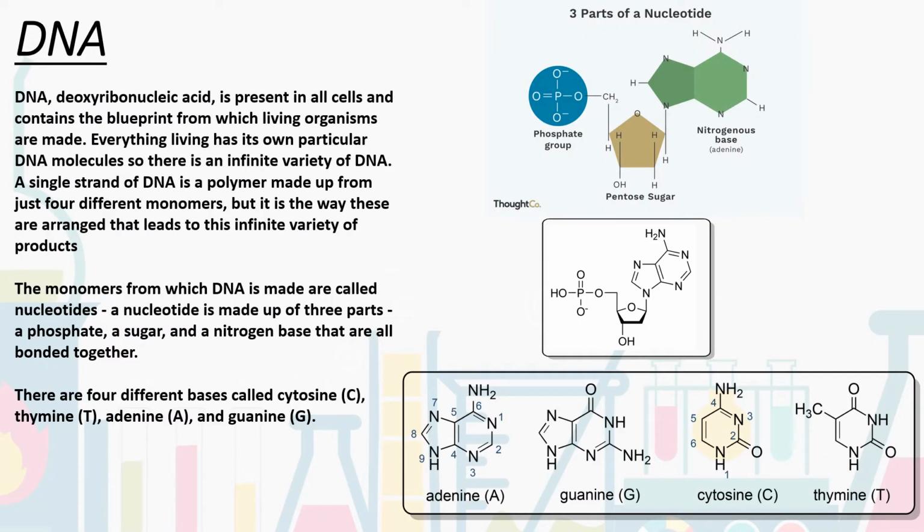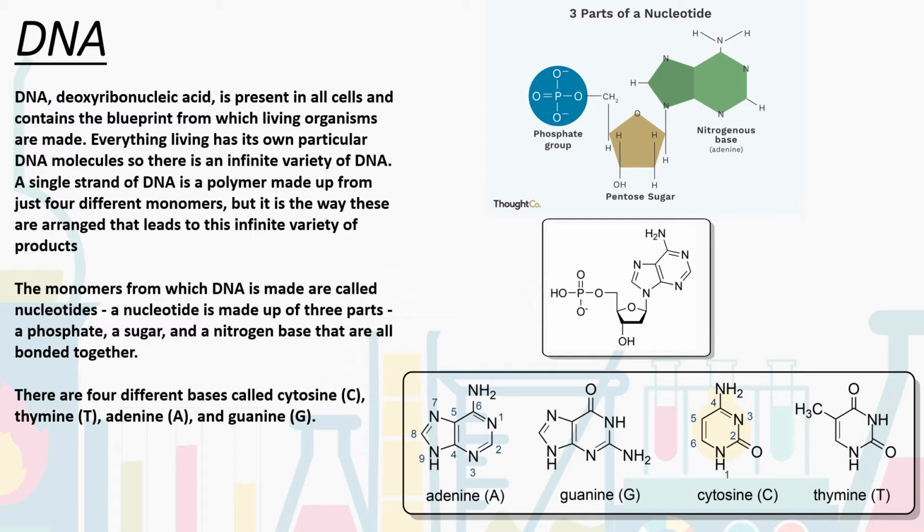Now we move on to look at DNA. So DNA stands for deoxyribonucleic acid, and it's present in all cells, and it contains the blueprint, the plan from which all organisms are made. So every living thing has its own particular DNA molecules, and there's an infinite variety of DNA. And a single strand of DNA is a polymer, and the polymer is made up from just 4 different monomers. But it's the way that these 4 different monomers are arranged that leads to this infinite variety of products.